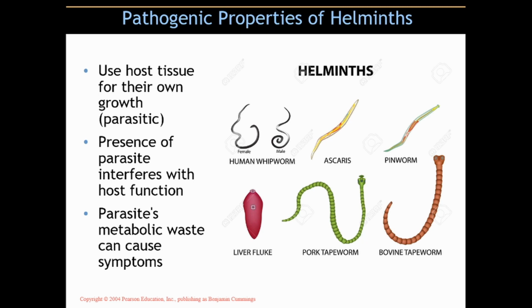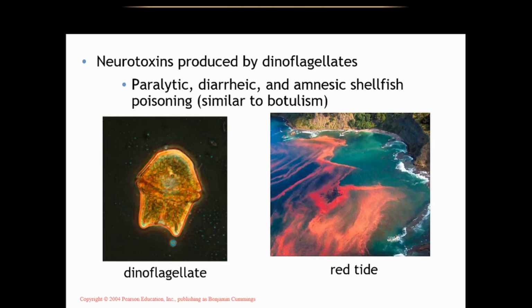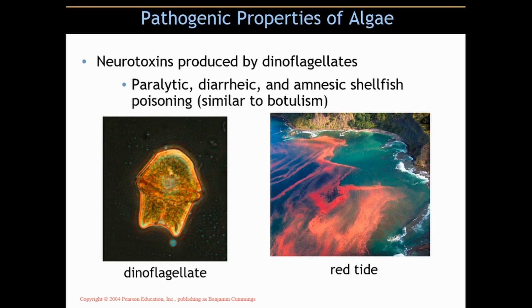Some of them, their pathogenic properties are devastating, and some of them not really at all. So anyway, I just wanted to mention that just to cover the helminths. Last group we'll look at will be algae. So what do algae do? Well, they create a number of things. I want to highlight this one here, though.